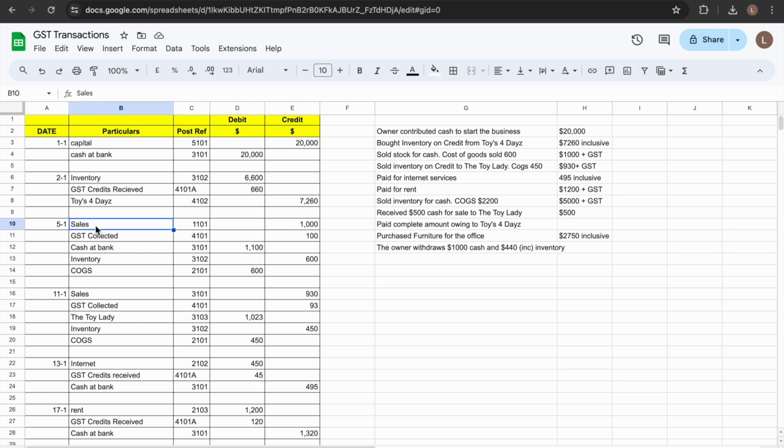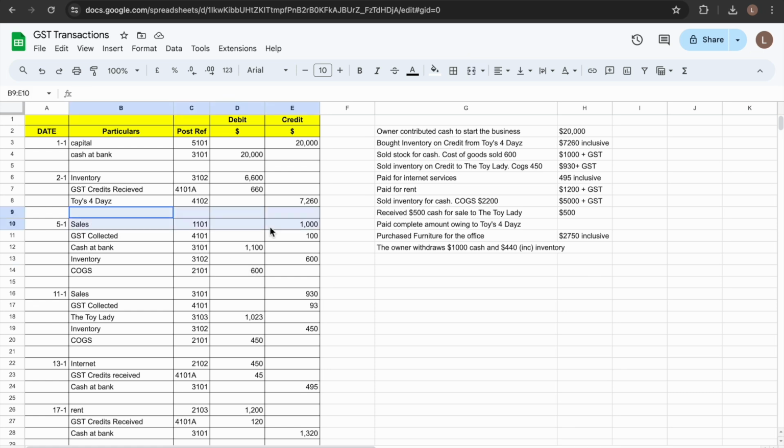Next one, okay, sold stock for cash, cost of goods sold 600, where sales are 1,000 plus GST. Now on that cost of goods sold, it's just 600. You don't need to worry about GST. If it said there was GST on it, you just have to minus it from that total and put it in as what it would be if GST wasn't there. You don't need to include minusing of the GST credits received.